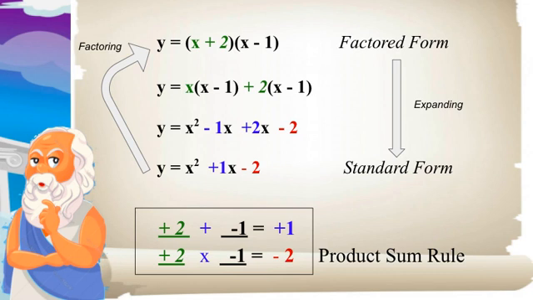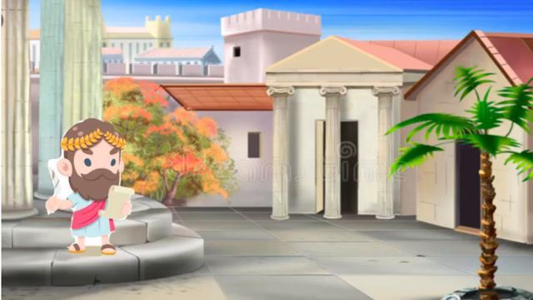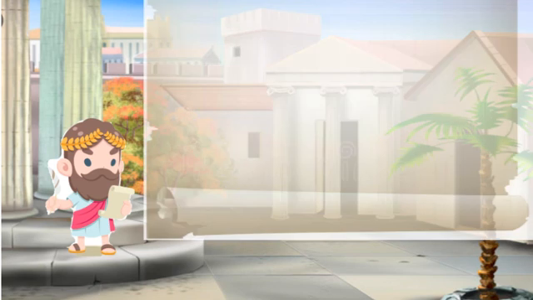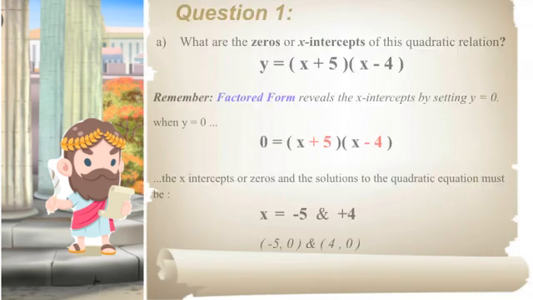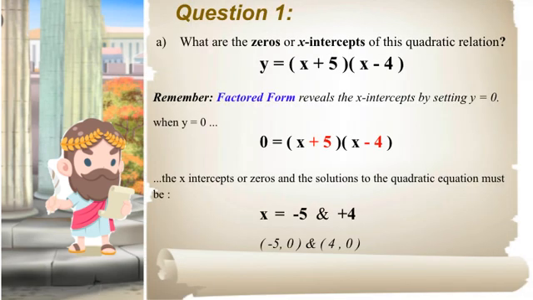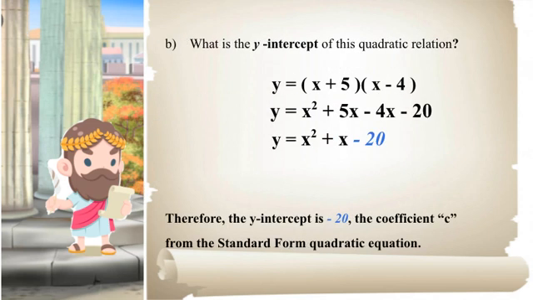Hello again. Let's review what we learned in our past 2 lessons from Socrates by going over the quadratic problems we solved together. First, we solved this quadratic by finding the x-intercepts of this equation in factored form. Remember, factored form reveals the x-intercepts by setting y equal to 0. Next, we determined what the y-intercept of this quadratic relation is, knowing that in standard form, the c coefficient term, highlighted in blue, is always the y-intercept of the quadratic.